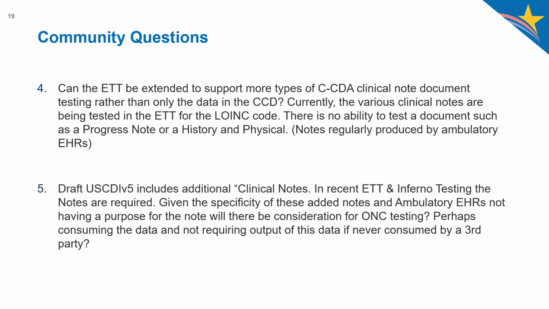And there are a lot of other examples where inpatient-only EHRs and outpatient-only EHRs have to do things that they only partly produce. Ambulatory EHRs never produce a discharge summary, but you have to be able to receive a discharge summary, because you're going to be getting patients from inpatient.